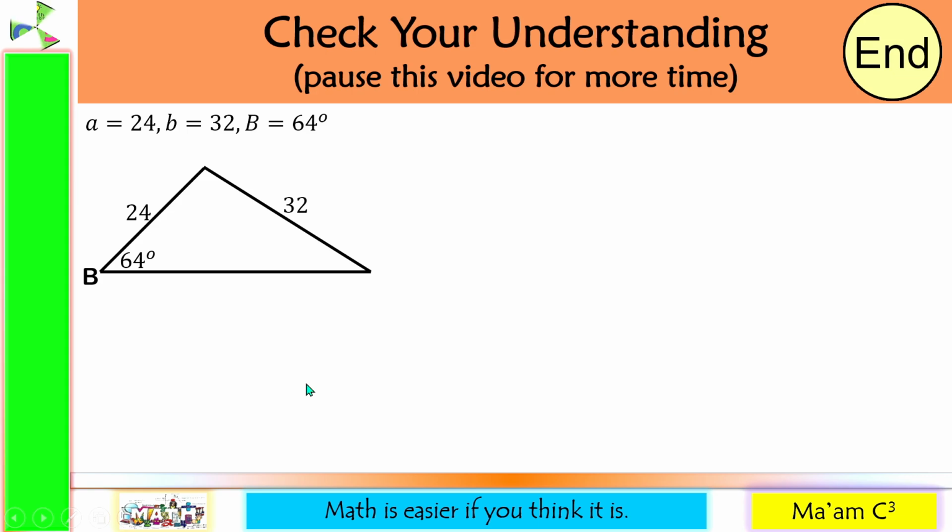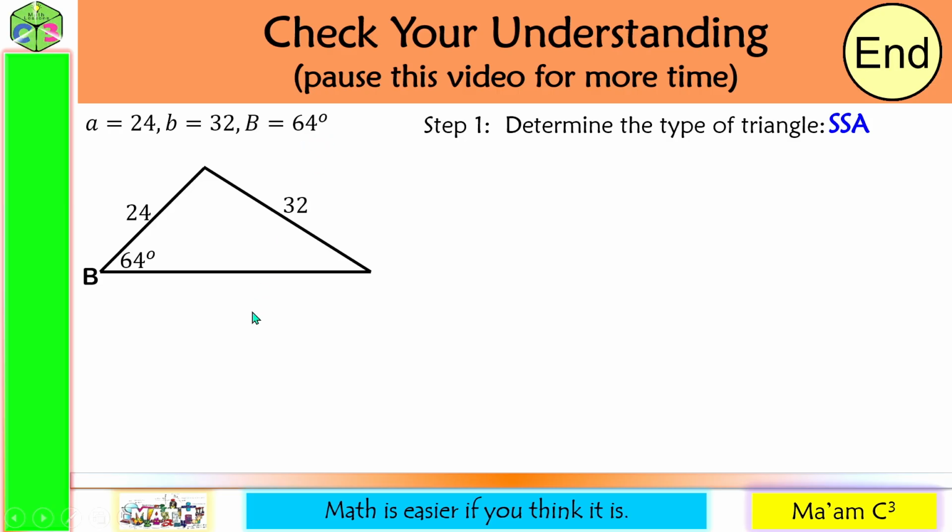So step 1, let us determine the type of triangle. So we have side, side, angle. Again, ambiguous case. Let us examine the angle, and the angle is 64 degrees. It is an acute angle, so we have to determine the height of the triangle. To do that, we have to multiply the side not opposite the given angle, so that is 24, times the sine of 64, and this is equal to 21.57. That is the height of our triangle.